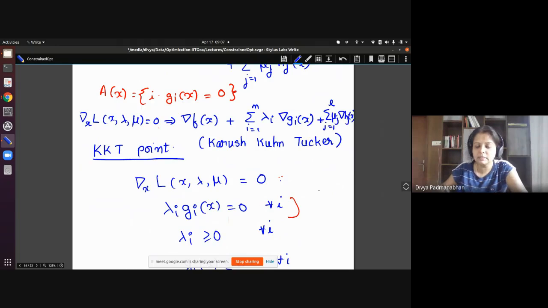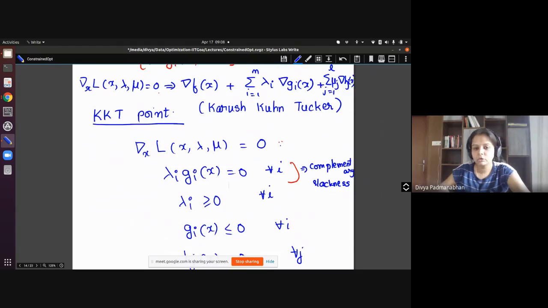In dual LPs. So the idea is the same thing. Okay, so this condition is actually called complementary slackness. So same as what you saw in the case of the dual. Okay, so complementary slackness. So if the constraint is slack, then lambda is 0. So that's what it means.